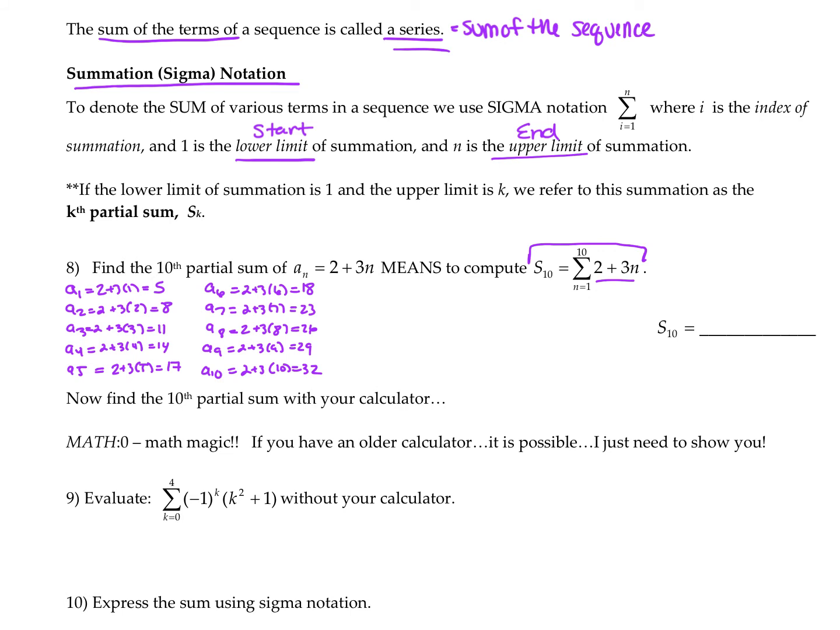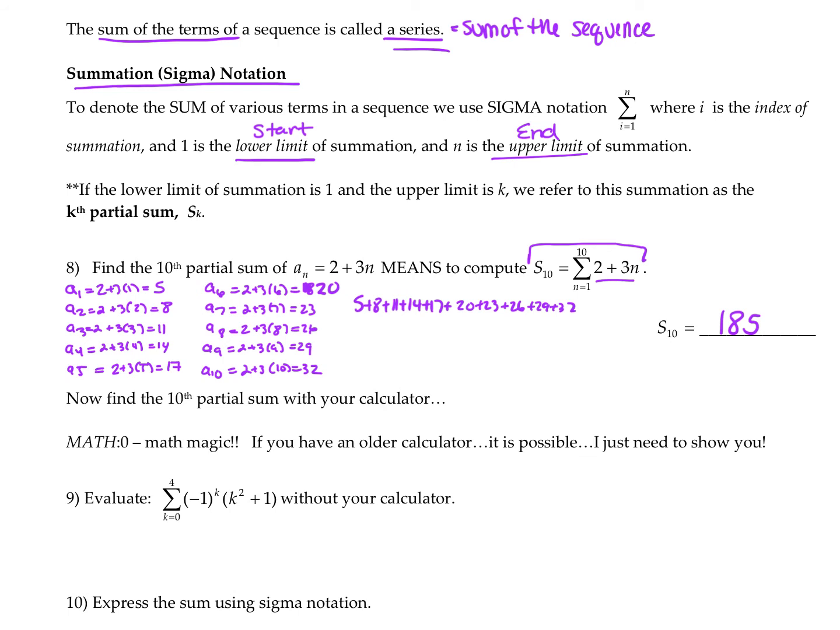So I'm going to add all those together. So 5 plus 8 plus 11 plus 14 plus 17 plus 20 plus 23 plus 26 plus 29 plus 32, and it's going to add to 185.